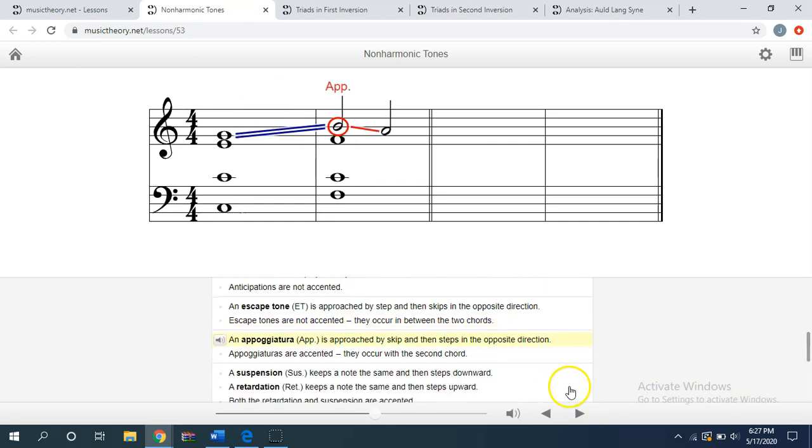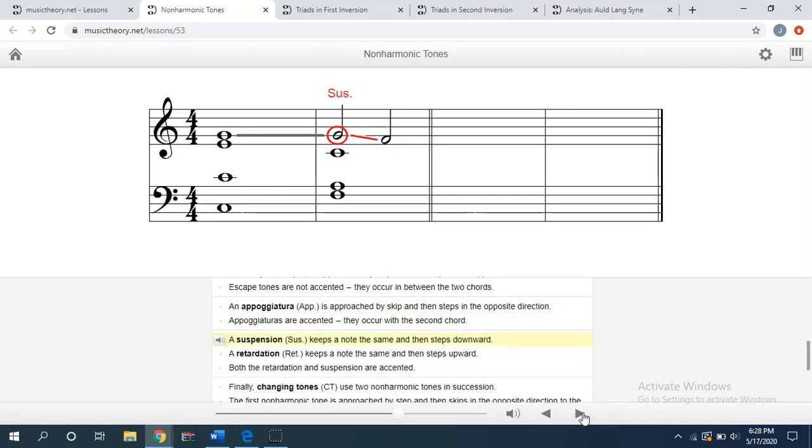An appoggiatura, my personal favorite, is approached by skip and then steps in the opposite direction. Appoggiaturas are accented because they occur with the second chord. It creates a sense of tension and then resolves the chord. Appoggiaturas are accented. They occur within the second chord.